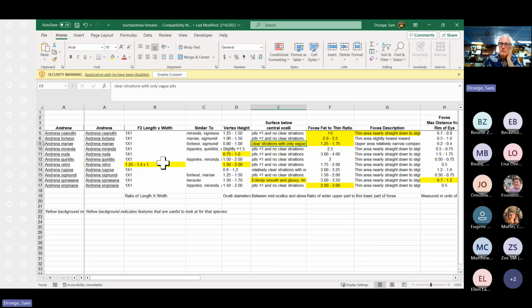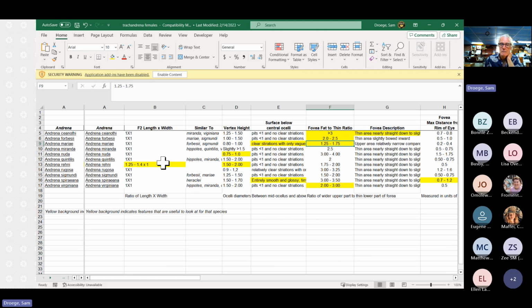But on this one, we do have something that's different. It's the surface below the ocelli, and it says clear striations with only vague pits. Well, that was definitely not the case, right? We definitely had this pitting very close and no clear striations. So already we've been able to eliminate that. In fact, it's a thin fovea thing.